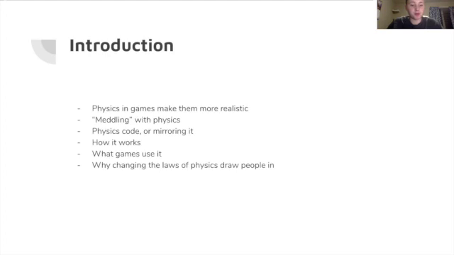So there's a difference between physics coding or mirroring it and simulating it. I'll go over how it works and what games use it, and then why changing laws of physics can draw people in.